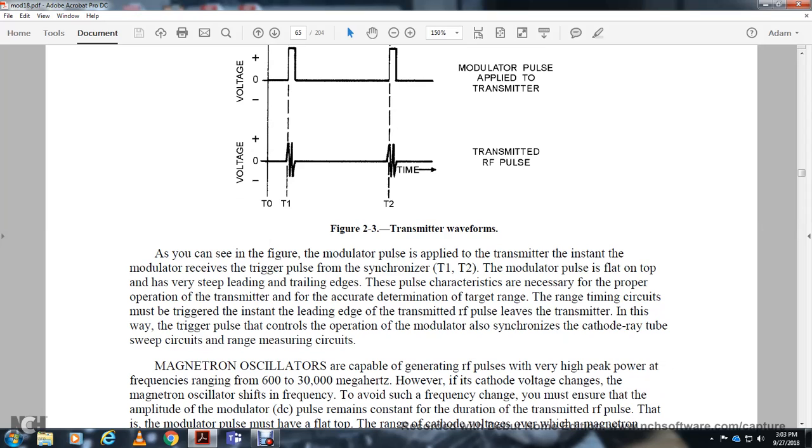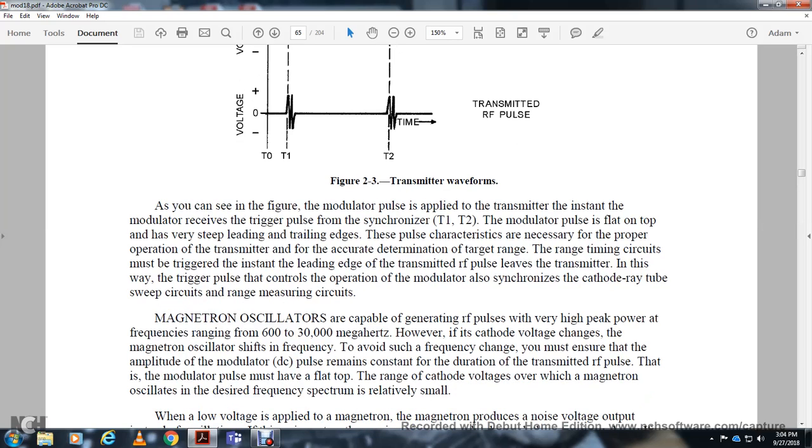As you can see in the figure, at the instant the modulator receives the trigger pulse from the synchronizer, the modulator pulse is produced. The pulse is flat on top, with steep leading and trailing edges, which are characteristic of proper operation of the transmitter. For accurate determination of target range, the ranging time is taken from the instant of the leading edge of the transmitter radio frequency pulse. In this way, the trigger pulse controls the operation of the modulator, and is also synchronized with the cathode ray tube sweep circuit and the ranging measuring circuits.